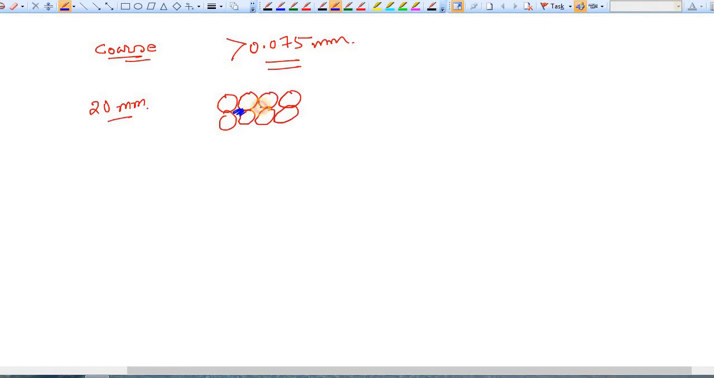These are the voids. But if you arrange like this, first all these particles, then within this gap you place the particle like this. So here you can see that this gap or the void is comparatively less compared to this one. So this defines that this one is in a loose state and this one in a dense state.